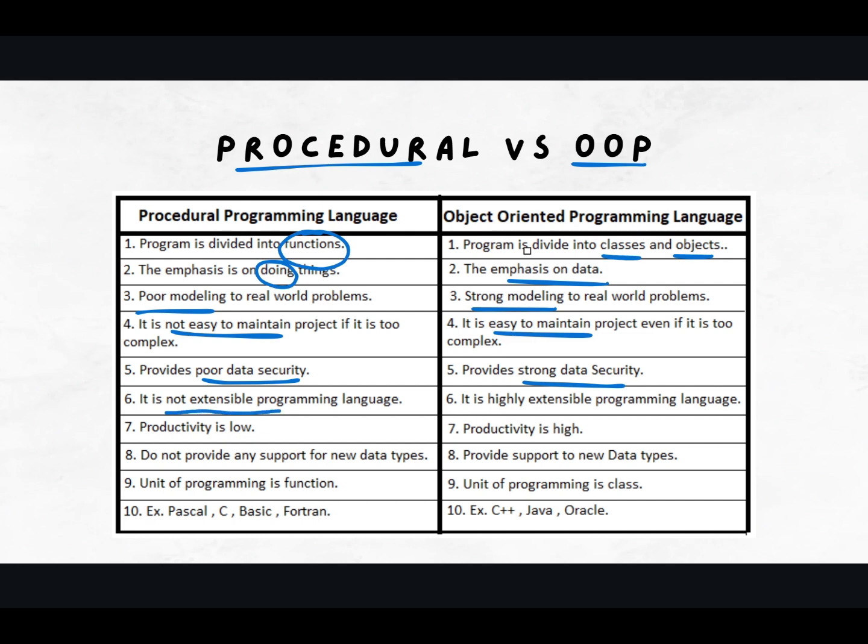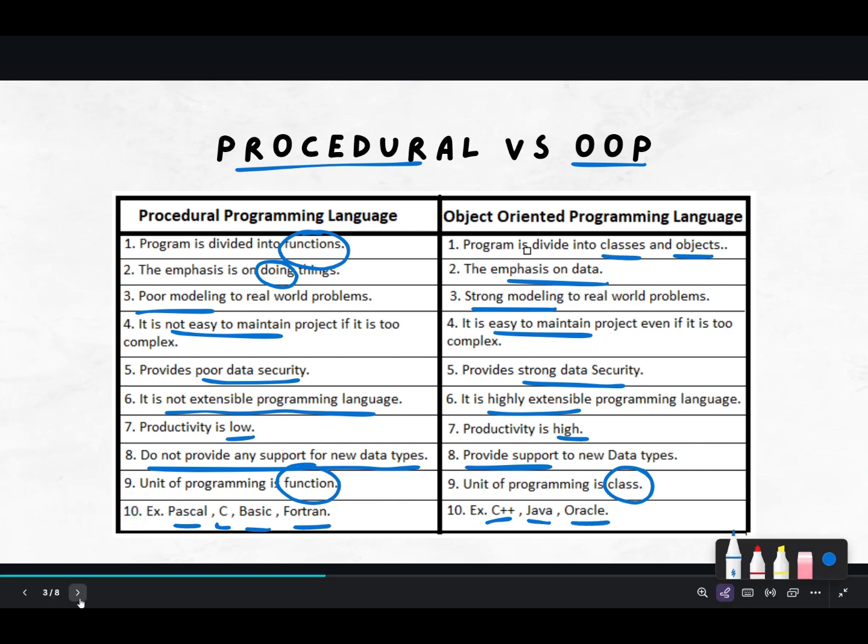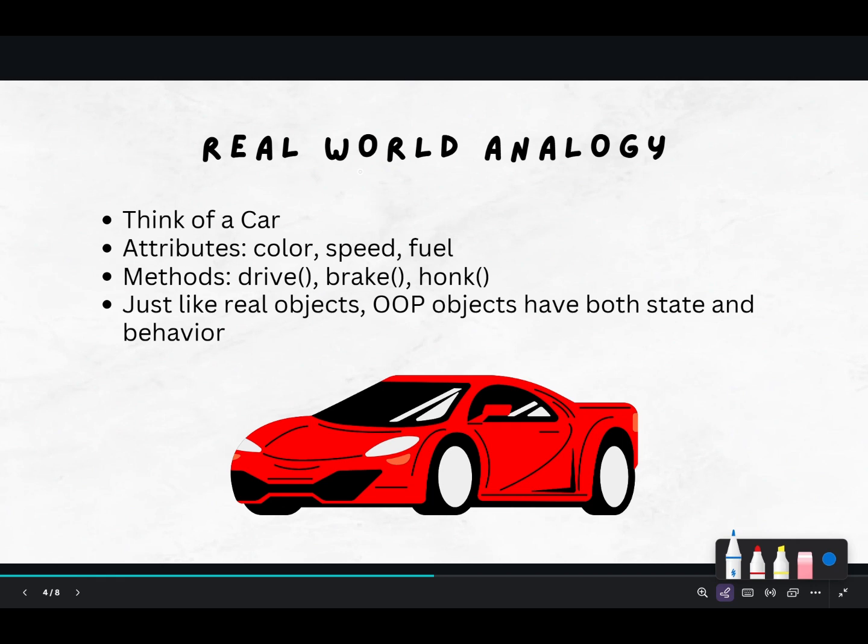Now this is not an extensible programming language while this is highly extensible. Here the productivity is low while here it is high. This does not provide any support for new data types. This does provide support. Here the unit of programming is a function and here the unit of programming is a class. Now what are some examples of procedural programming languages? So Pascal, C, Basic, Fortran, all of these are procedural while C++, Java, Oracle, etc. are object-oriented programming languages.